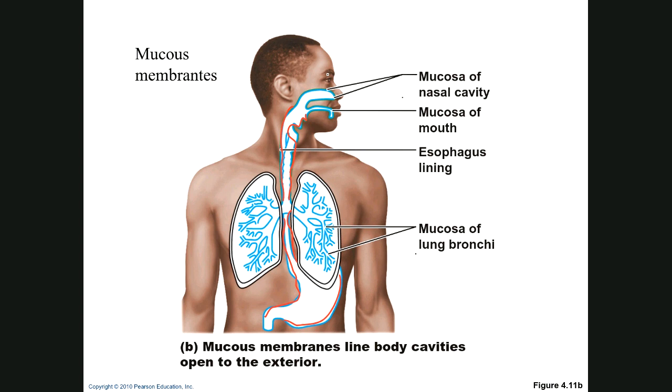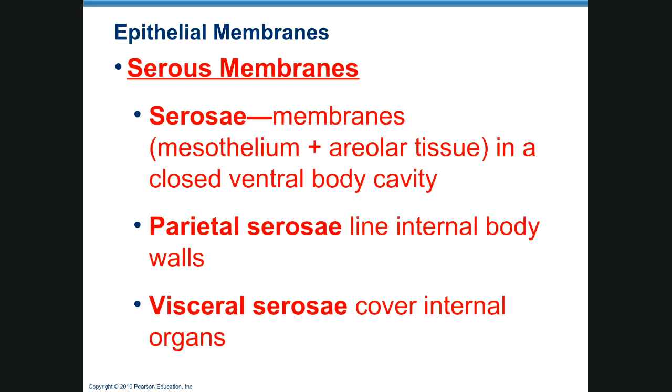The mucous membrane of the digestive tract is made mostly of simple columnar epithelium, with stratified squamous epithelium in the esophagus and the oral cavity. The mucous membrane of the respiratory tract, and actually this right here is the respiratory tract, not this little tube right here, is made of pseudostratified ciliated columnar epithelium. So these mucous membranes are made of epithelial tissue.